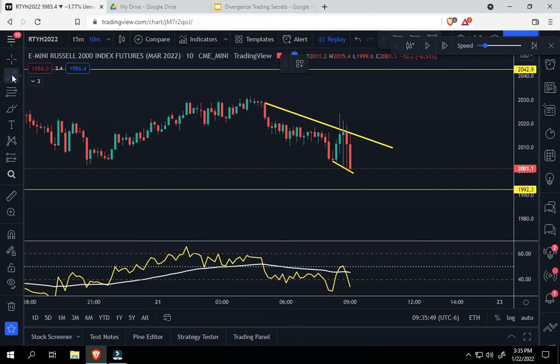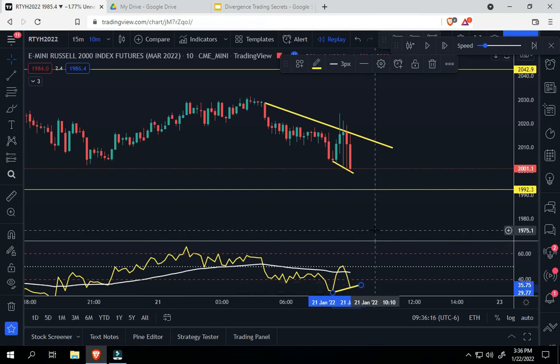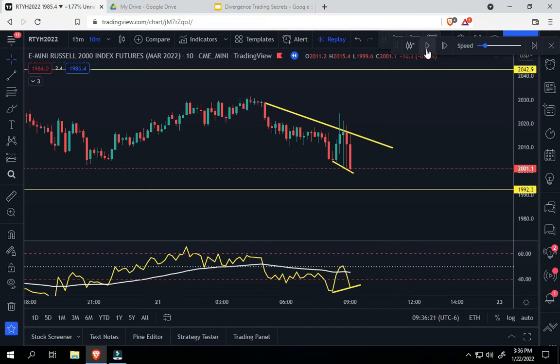And we go to that same point where we had the lower low on price, but on the oscillator, we actually see a higher low. We paint that out. And as you see, we have the greater than sign. That means price is about to reverse into a regular bullish divergence. So we start playing this out.